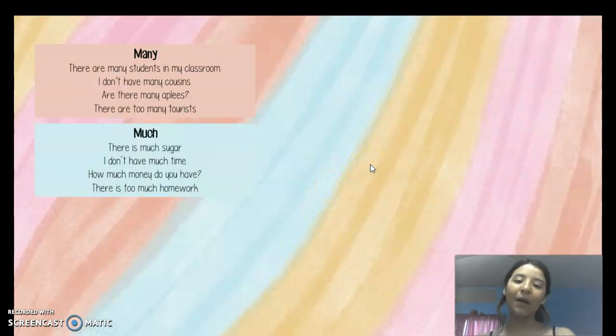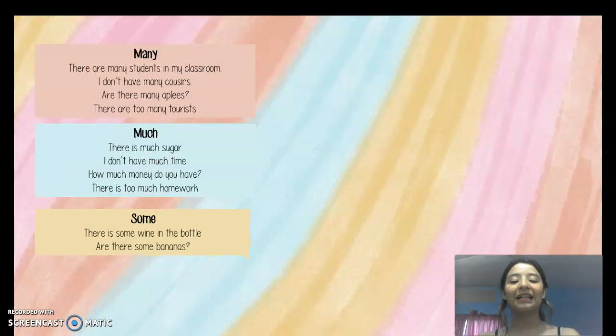Much. We use much in the same context as many, but much is for uncountable nouns. There is much sugar. I don't have much time. How much money do you have? And there is too much homework.